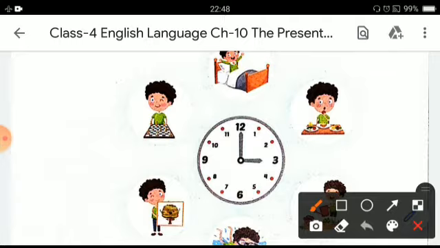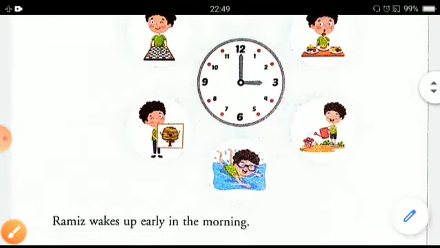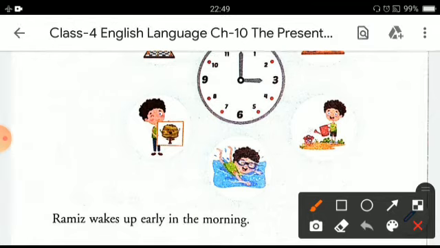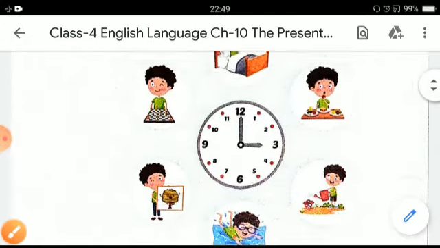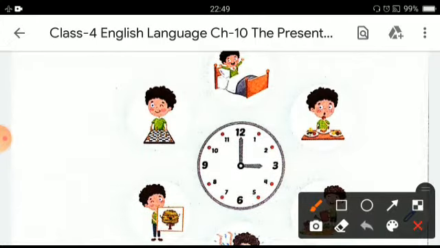In the first picture, he wakes up early in the morning, then he eats his breakfast, then he waters the plant. At 3 o'clock, he swims, then he paints a picture. Then Ramesh loves to play chess.